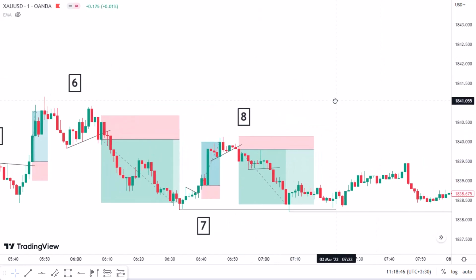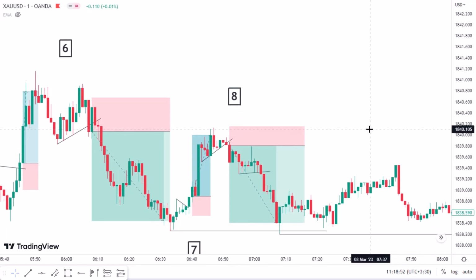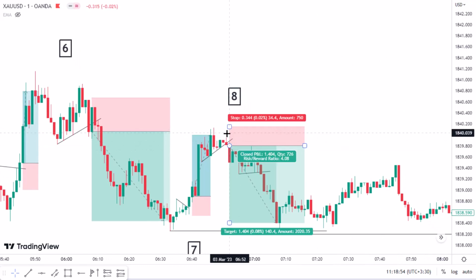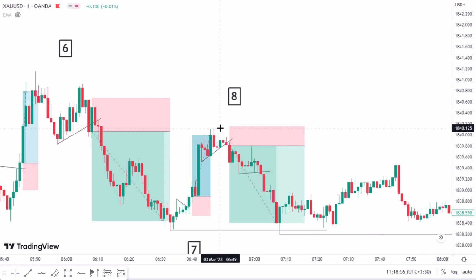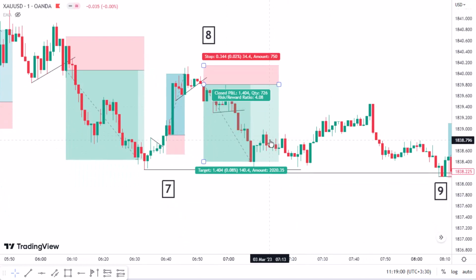On the trade 8, we have a trend line with 4 touches. On the 5th time it breaks it with this small red candle, we enter the sell position, put our stop loss above that or somewhere safer like here, and it gives us a reward of 4.